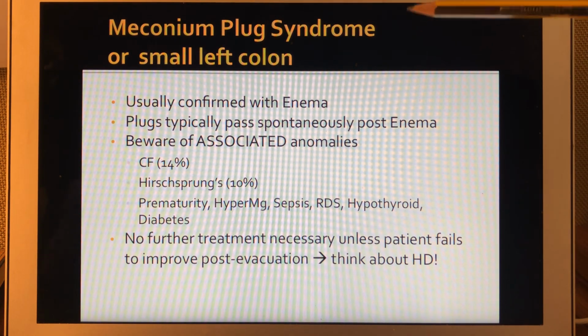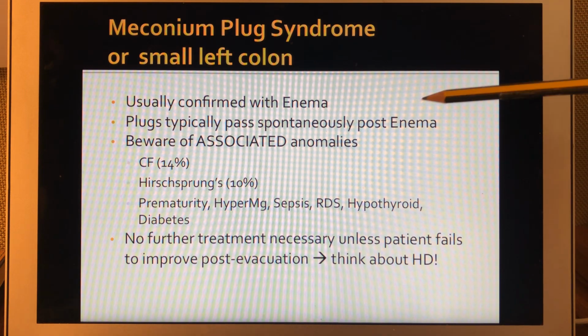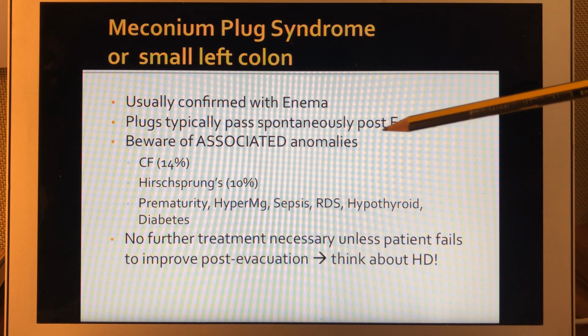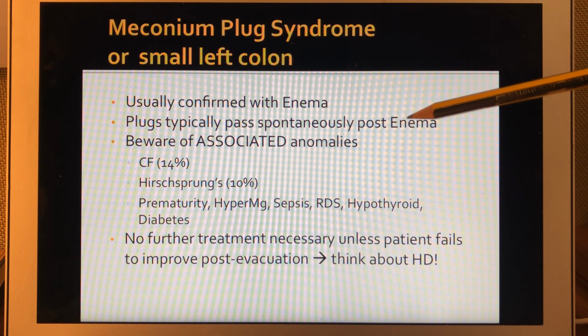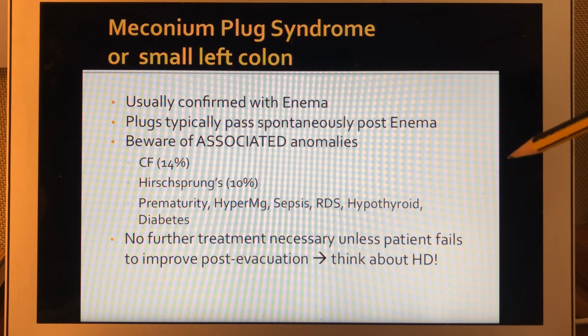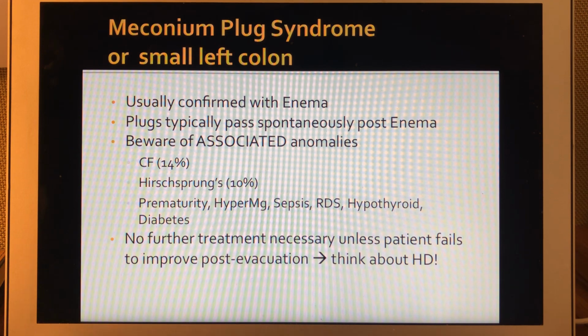So as we said, usually confirmed with enema. Plug typically passes spontaneously after the enema. Be aware of the association: cystic fibrosis 14%, Hirschsprung disease 10%, prematurity, maternal use of magnesium sulfate, sepsis, hypothyroidism, diabetes. Usually no further treatment is needed unless the symptoms persist or there is high suspicion of Hirschsprung disease. Then you should think about performing a biopsy and doing the necessary workup for cystic fibrosis.